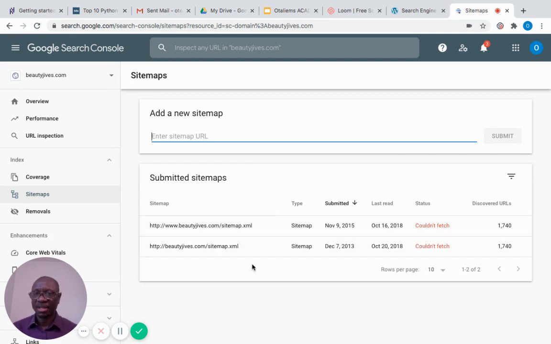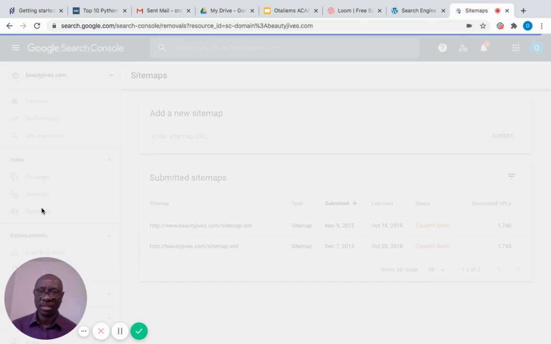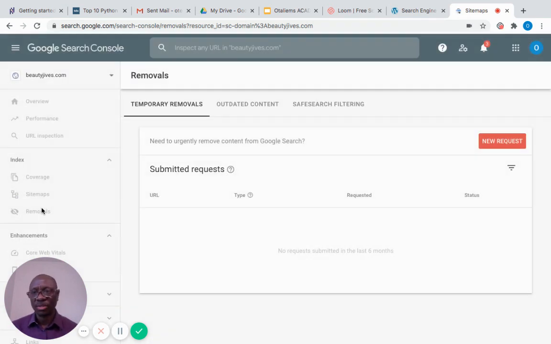I was just trying to play around with it. I just submitted, and it said it could not fetch your website, because I have not actually validated it, as this website is not live now. Then you can also remove a URL that is hurting your site. You can also tell Google, put it here, and put in a request for them to remove the URL. So you can remove it.